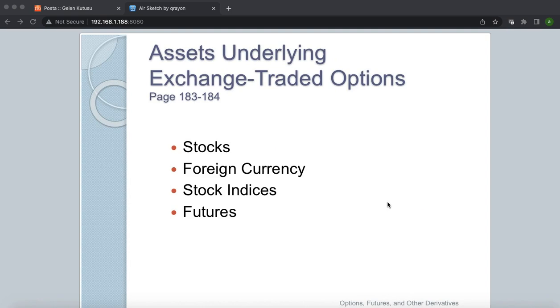So, assets underlying exchange traded options. There are various types of assets that are utilized in option contracts, and these are for exchange traded options. Of course, there are OTC traded options, over-the-counter market options, and these can vary a lot. You might have options on stocks, on foreign currency, stock market indexes or indices, and futures. We can have, for example, options on various futures contracts. It might be commodity futures, like options on oil futures. These types of underlying assets are quite common.